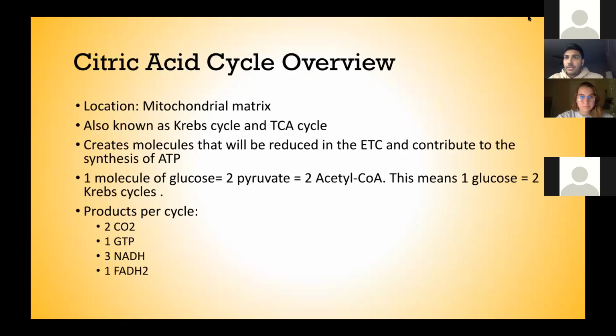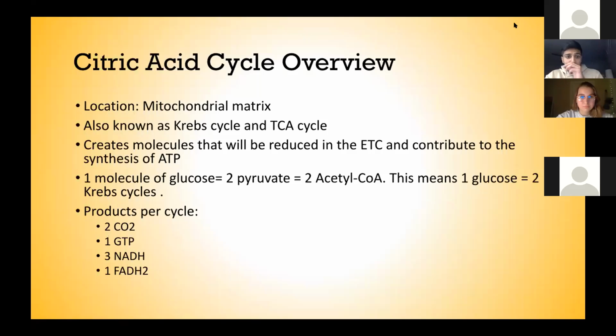And so you're going to be creating molecules that are going to be reduced in the electron transport chain, which are essentially going to be contributing to the synthesis of ATP. So you're making 3 NADHs, 1 FADH2, and a GTP or ATP molecule. These are important because those FADH2s are going to be equivalent to 1.5 ATPs, and those NADHs are going to be equivalent to 2.5 ATPs.